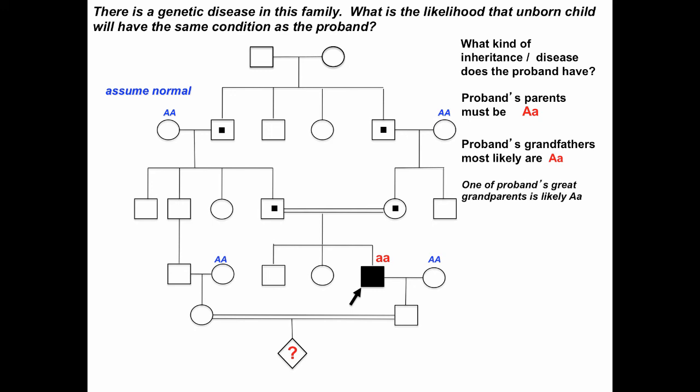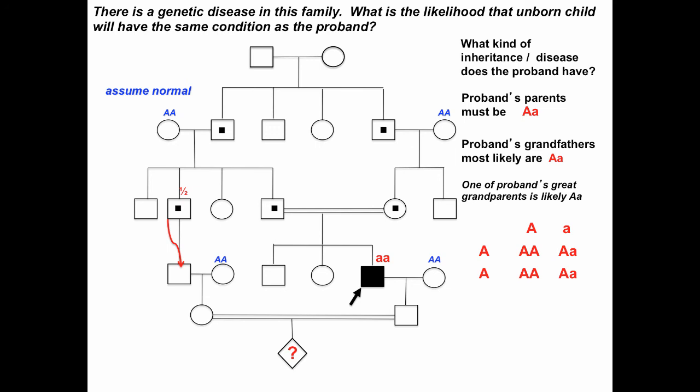One of the proband's great-grandparents is also likely to be a carrier. I haven't put it in on this pedigree because I don't know which one would be the carrier, and it really isn't relevant to me trying to solve the question I'm asking. That is, what's the likelihood that the unborn child has the same condition as the proband? What I can do is start working some Punnett squares. We can say, well, if you cross a carrier with a normal individual, so I'm looking at this individual, for example, big A, little a, crossed with big A, big A, that means this person has a one-half chance of being a carrier.